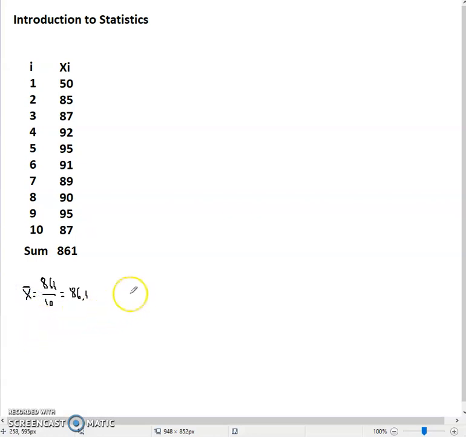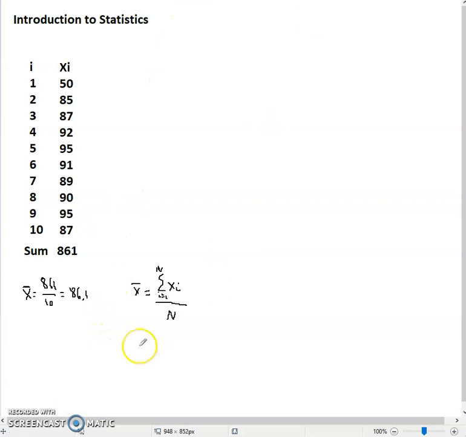Of course the rule is that the x average equals the summation of xi from i equal 1 up to n, where n is the population that we have, divided by n, the number of students in this case.